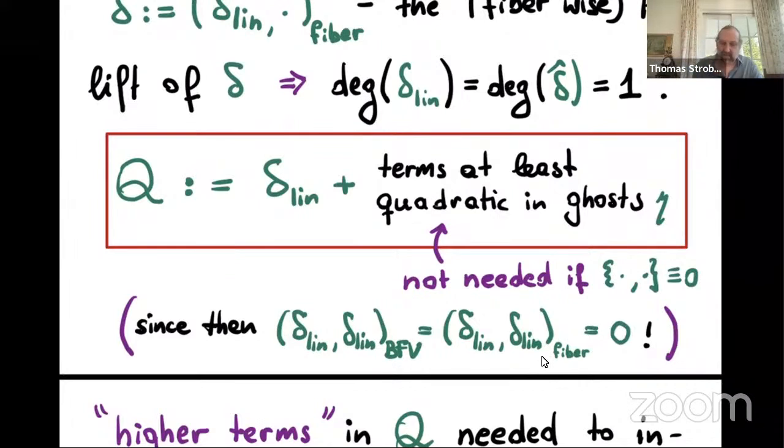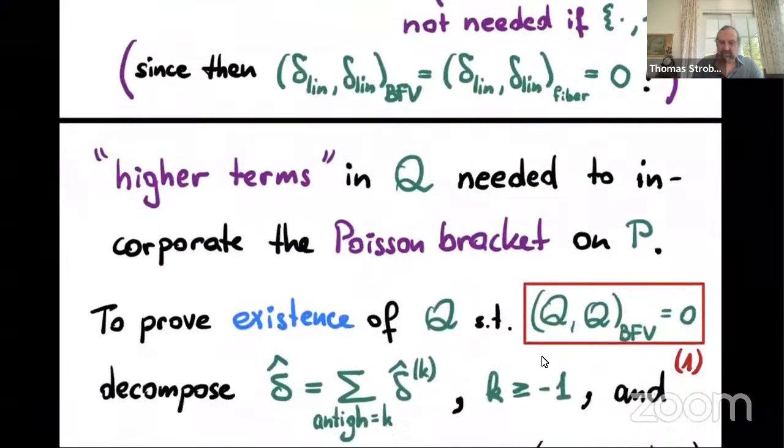And so in that case, Q just can be delta lin because the BFV bracket of that Q with itself is just this fiber bracket. And then because delta squares to zero, and this was just a Hamiltonian lift fiber-wise, this is zero already. And for some tautological reasons, you get also the right resolution there. But if you turn on the bracket, we get some extra terms coming from that bracket if you take the BFV bracket of Q with itself. And these terms are supposed to kill those extra terms.